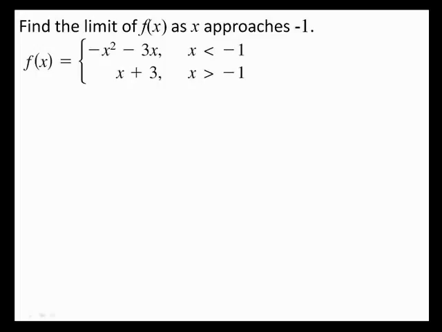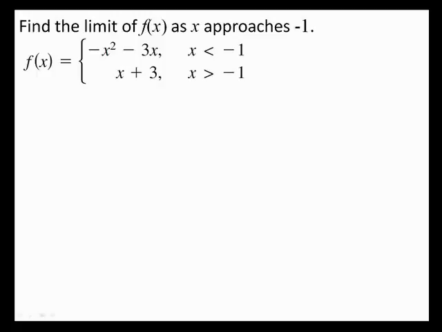Find the limit of f of x as x approaches -1. F of x is equal to the set of -x squared minus 3x when x is less than -1, and x plus 3 when x is greater than -1. Because this equation is a set of equations, you have two one-sided limits.